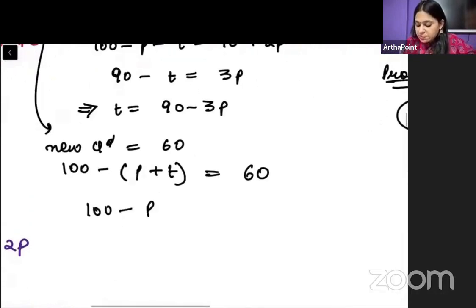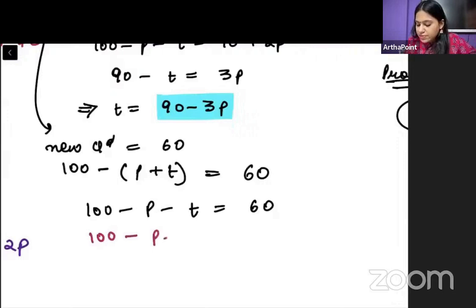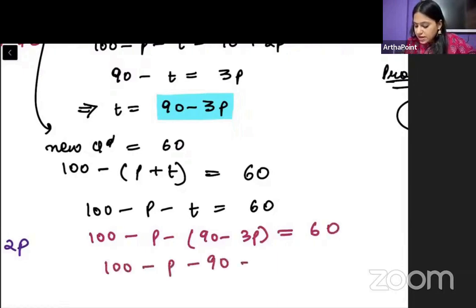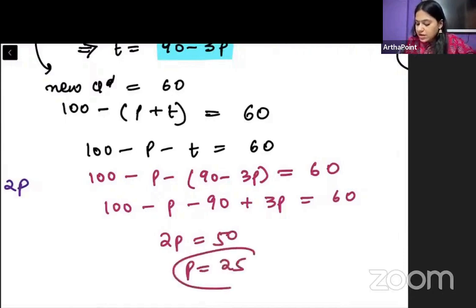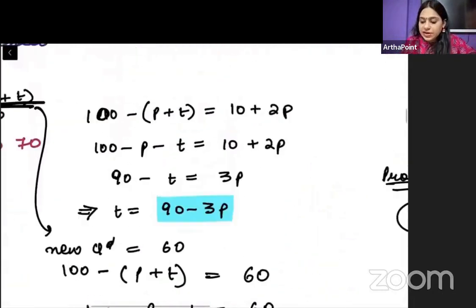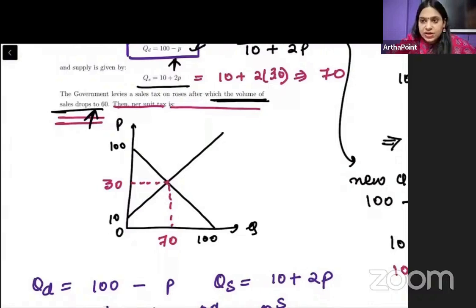So 100 minus P minus T is equal to 60. And I have got the equation for T from here, so I can just plug it here. So 100 minus P minus (90 minus 3P) is equal to 60. So I will get 100 minus P minus 90 plus 3P is equal to 60. So I will get 2P is equal to 50 and P will be 25.